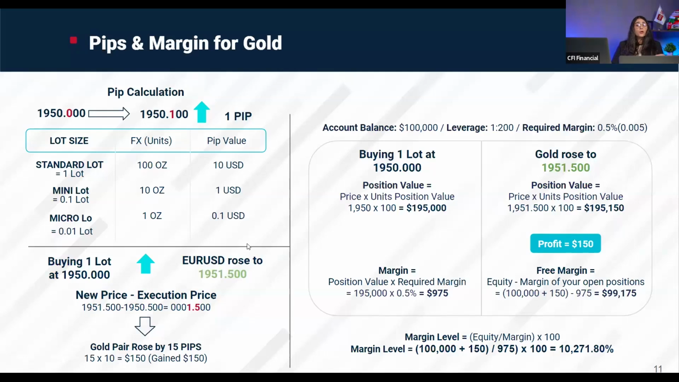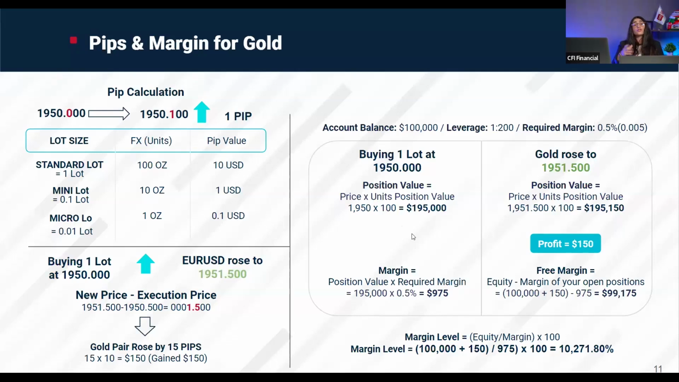Let's say we are buying one lot at a price of 1950. How will I be able to calculate the position value? It is how much it's actually going to cost me. I take the price, I multiply it by the contract size, which is also known as the number of units I'm entering. So the price is 1,950. I multiplied it by 100 because one standard lot is equivalent to 100 ounces. So it will actually cost me 195,000 to be able to execute the trade.